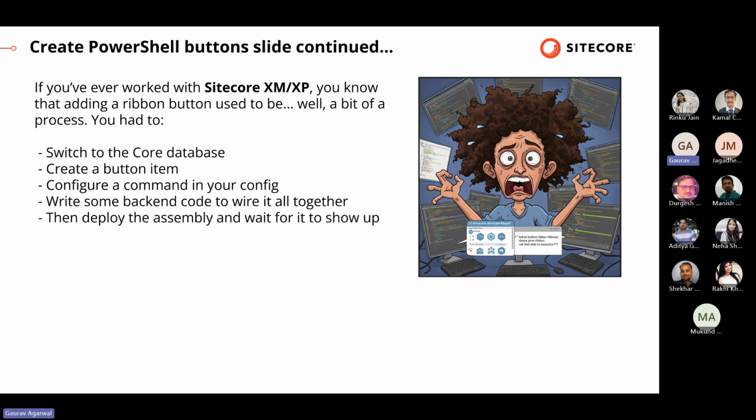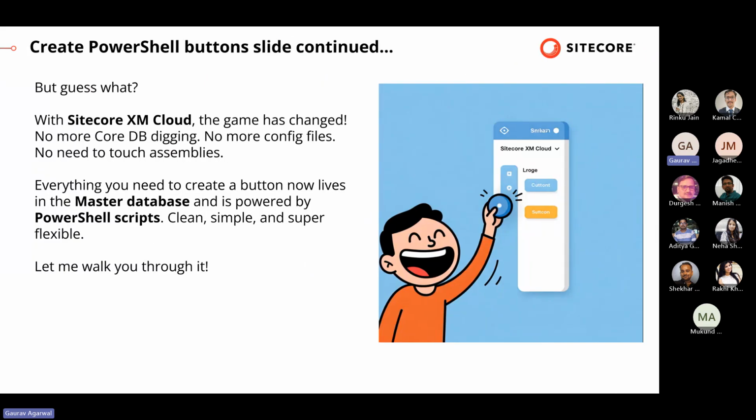That is quite time consuming. But now in XM Cloud, it's very easy. It's like plug and play. In XM Cloud, we don't need to go to the core database. We don't need any config files. We don't need to touch any assembly. Everything we need is in the master database. We just need to go to the master database and create a PowerShell script. That's it. This is how simple it is, and you can make whatever change you want anytime. You don't need to deploy anything.